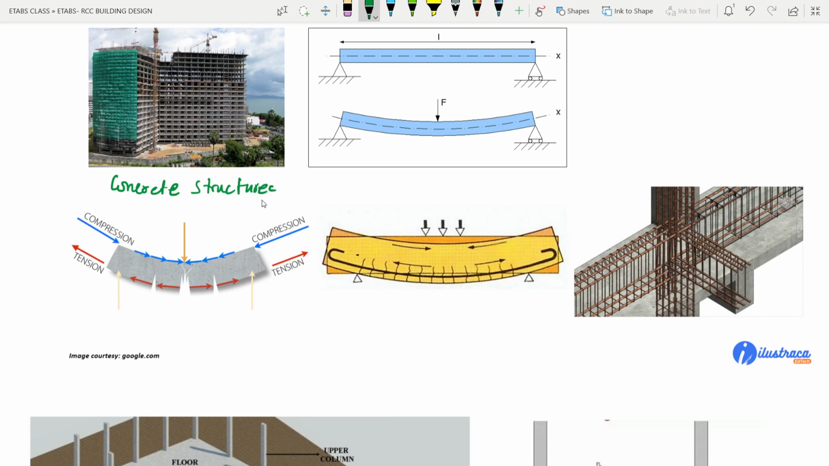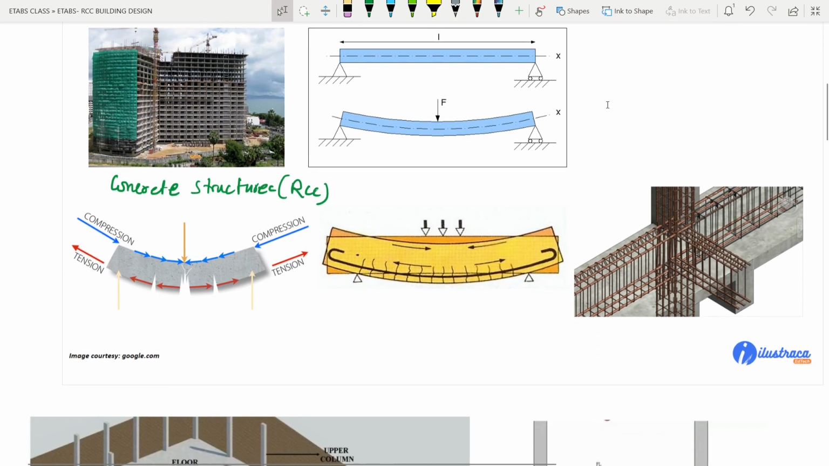That means the RCC structure, I will just write RCC, is not only concrete. So we see an RCC structure like this, right? Now why do we call these things RCC? If the only component is concrete, then why do we use the term RCC, reinforced cement concrete? Why do we use this? Now let us understand this.